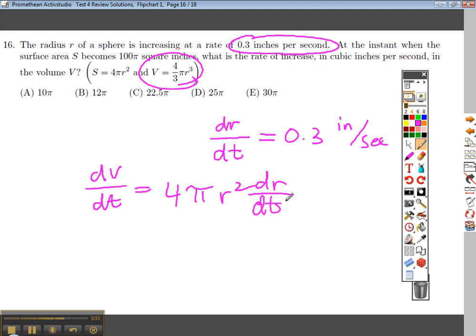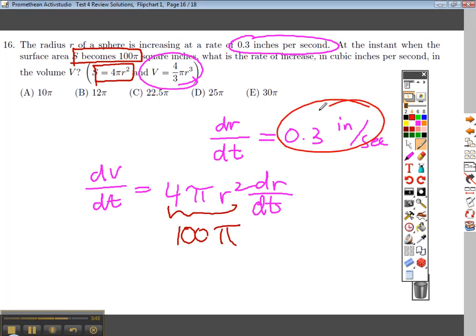Okay, but what do we know? We know that the surface area, S, is 100 pi. Look at this, this is S, so that's actually going to be 100 pi. We know dr/dt from before is 0.3 inches per second. So it looks like the correct answer will be E.